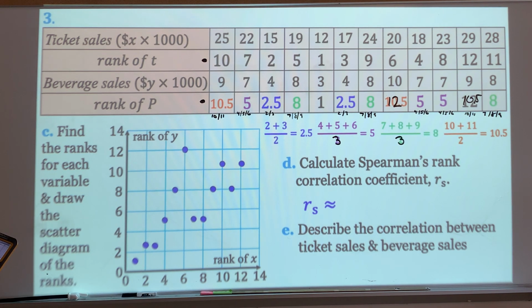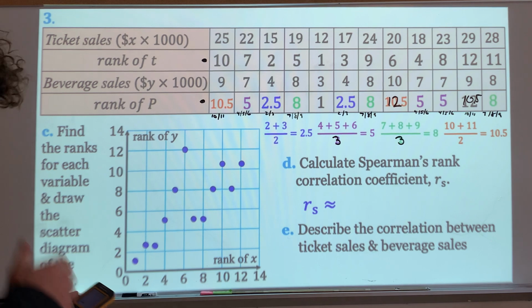And then the next one, make sure you go up and get that 10 there. 10.5, 5, 2.5, 8, 1, 2.5, 8, 12, 5, 5, 10.5, and 8.